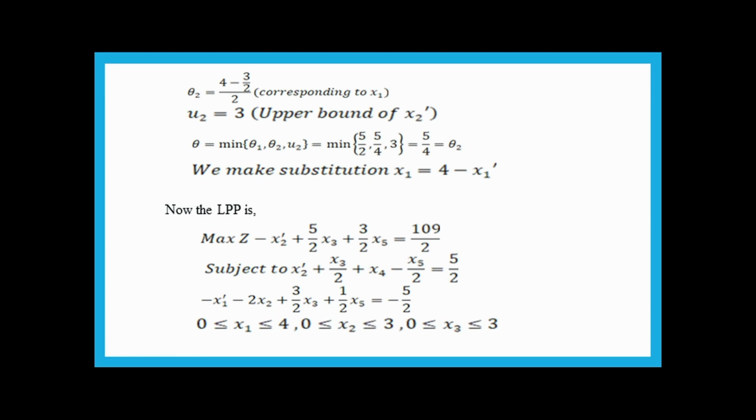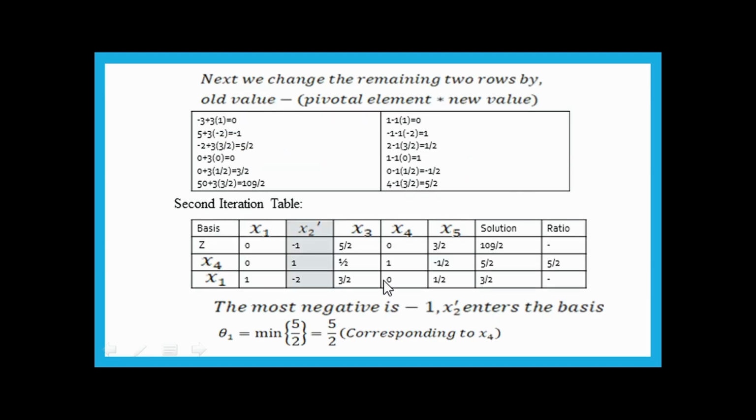In case of theta 2, we make substitution as x1 equal to 4 minus x1 dash, because theta 2 is 5 by 4, which value corresponds to x1. So we make substitution as x1 equal to upper bound of x1, which is 4, minus x1 dash. Now the previous LPP is changed into maximize z minus x2 dash plus 5 by 2 x3 plus 3 by 2 x5 equal to 109 by 2. This value of maximize z is taken into the previous second iteration table.